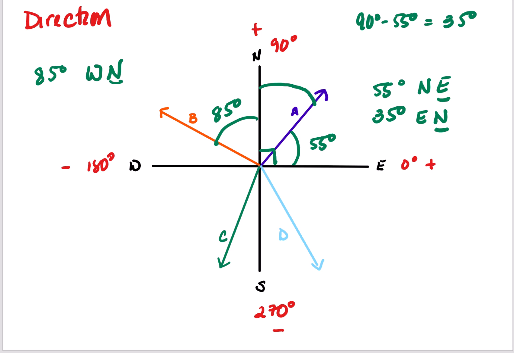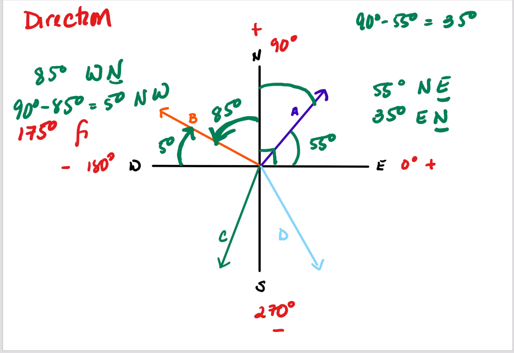Since this is also a 90-degree triangle, I could write 90 degrees minus 85 degrees, which is 5 degrees. So if this is 5 degrees, this will be measured as northwest because we are starting from the west going to the north. This one we are starting from the north going to the west. And the other way we can measure this is 175 degrees from the east. So right here.